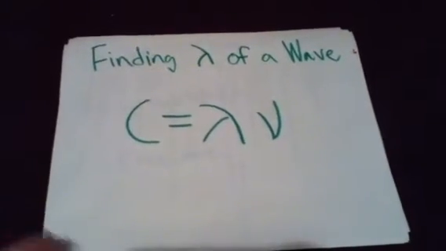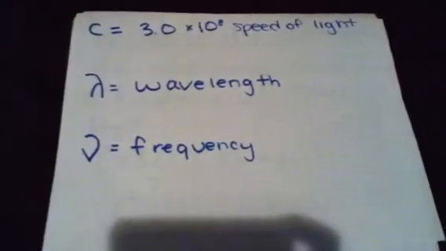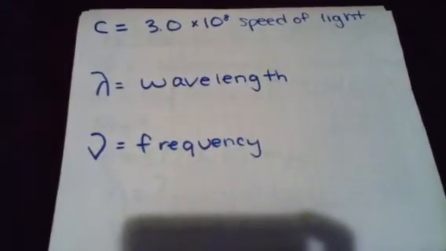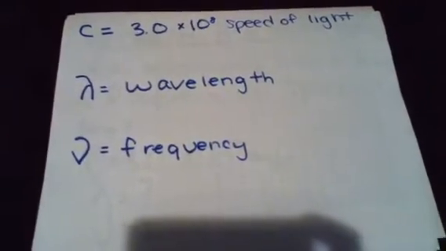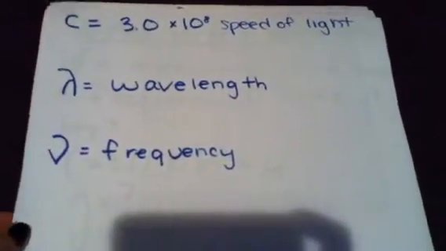How to find lambda of a wave when c equals lambda times nu. c is always the speed of light, which is 3.0 times 10 to the 8th meters per second. Lambda is the wavelength, and nu is the frequency.